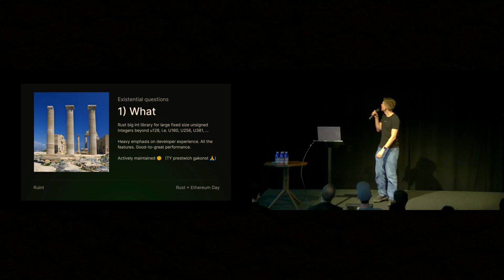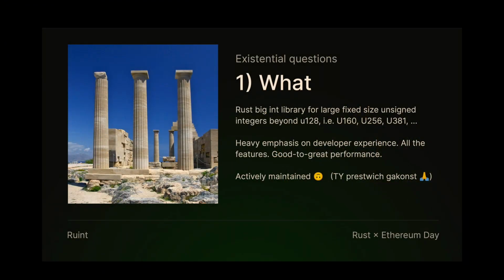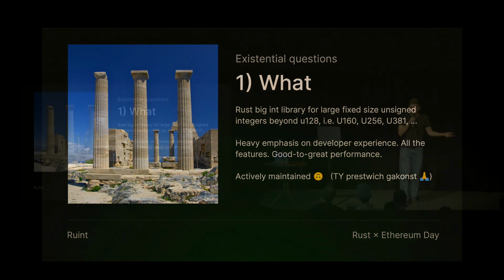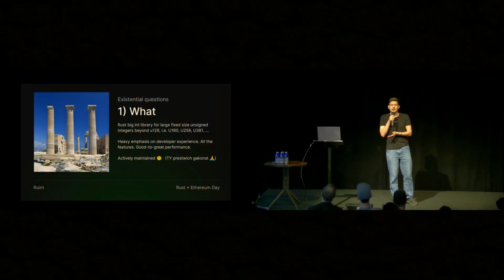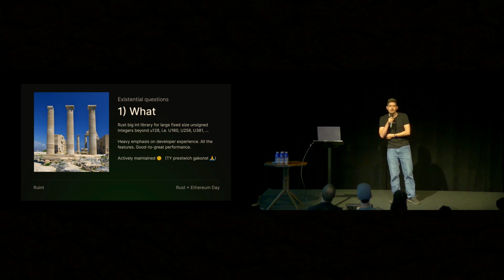What is it? Ruint is a Rust big-int library for large fixed-size unsigned integers. Fixed size here means that the size is known at compile time. Unlike some other big-int libraries like GMP and num-bigint, which are dynamically allocated and are therefore slightly less performant for the sizes we're using in Ethereum, which is mostly a uint 256.